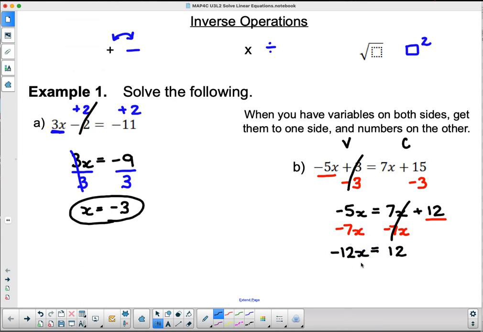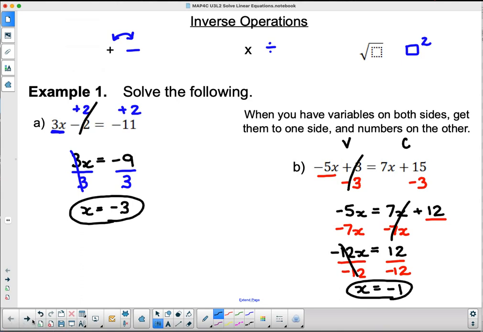Now we have to get the x completely by itself, so I have to get rid of what's stopping the x from being by itself, which is this -12, and it is multiplying the x. So I have to divide by -12 on both sides in order to get rid of that. So these go away, and all I'm left with is an x on this side, and 12 divided by -12 is -1. And there's my answer. The value of x that will make this equation true is -1.